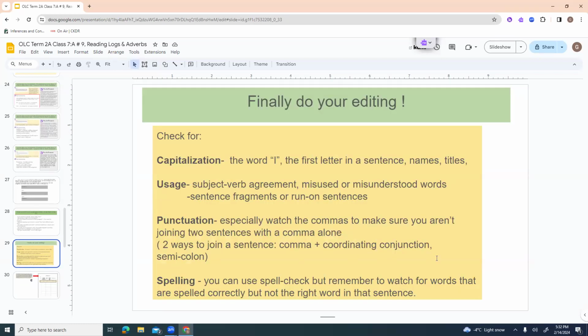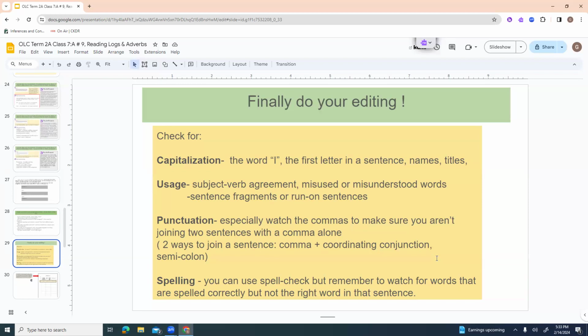Finally, do your editing. Editing is when you're checking for what they often call CUPS: capitalization, things like the word I, the first letter in a sentence, the first letter in a name or a title. Usage. Usage is things like subject-verb agreement, misused or misunderstood words, sentence fragments or run-on sentences. Punctuation. Especially watch the commas to make sure that you aren't joining two sentences with a comma alone.